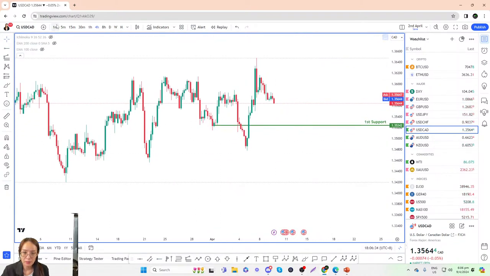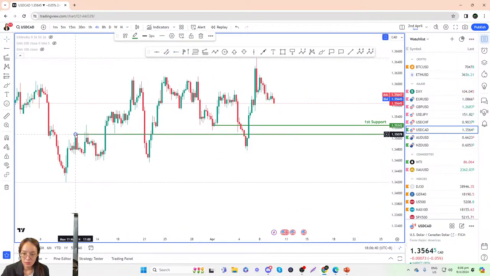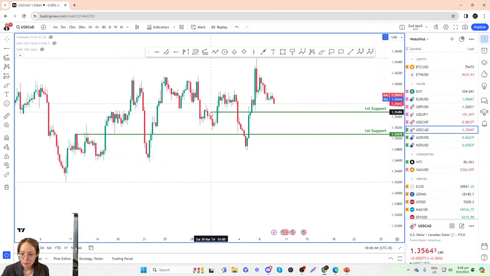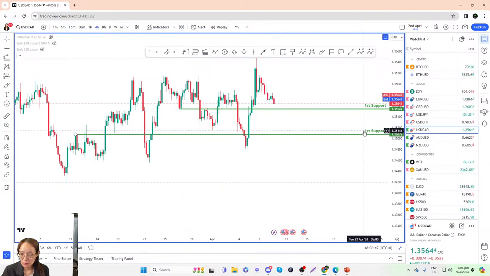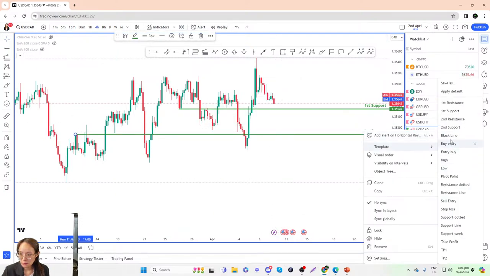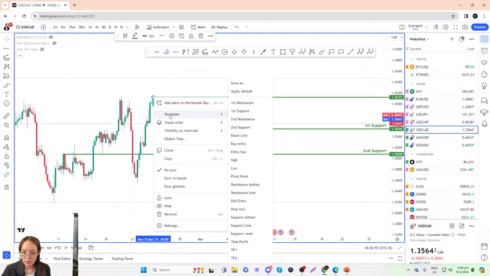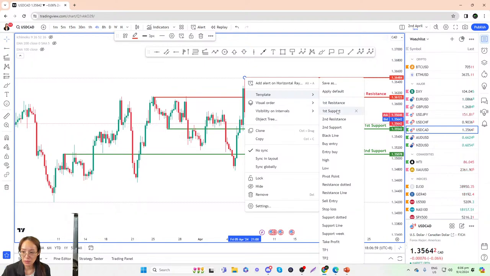First support. This could be my first support, I think. This is my first support right here. This could be my second. Okay, and this one could be my resistance. And I put this one at my swing high.